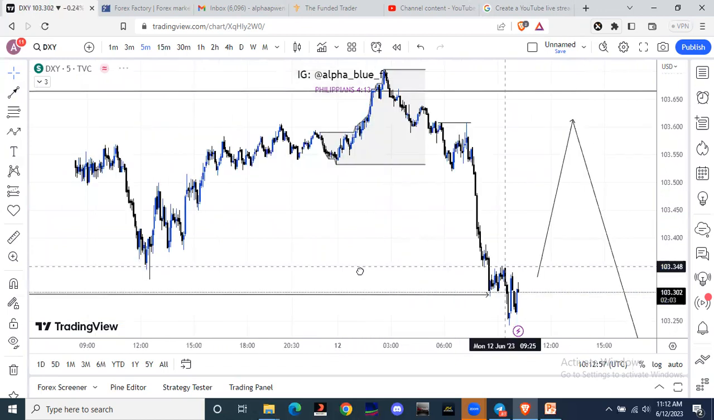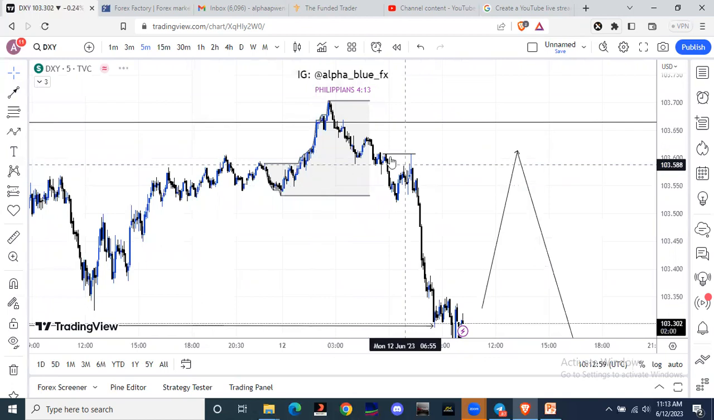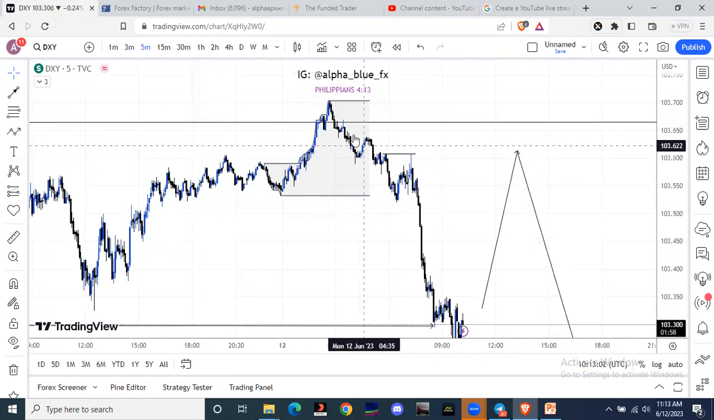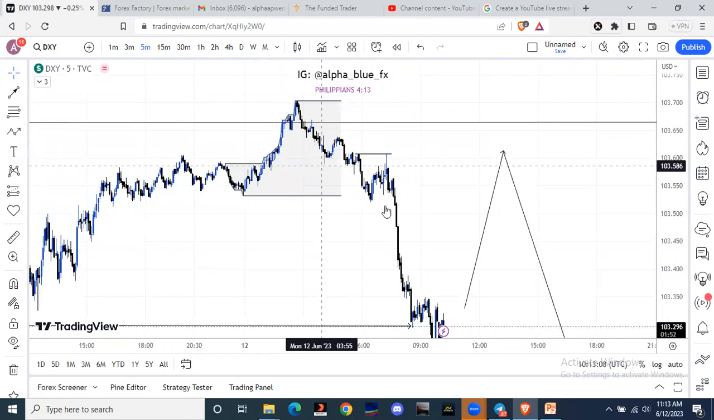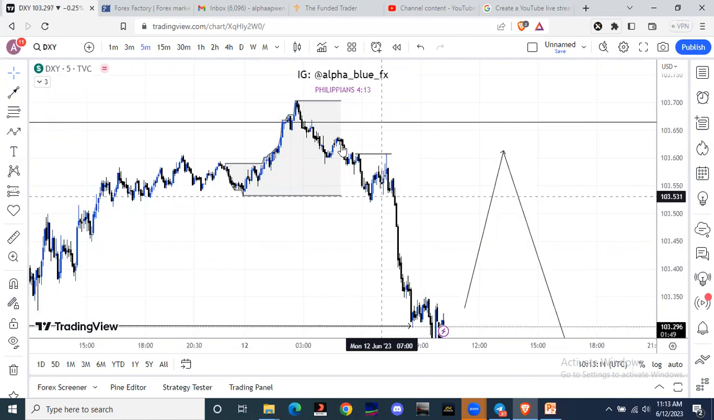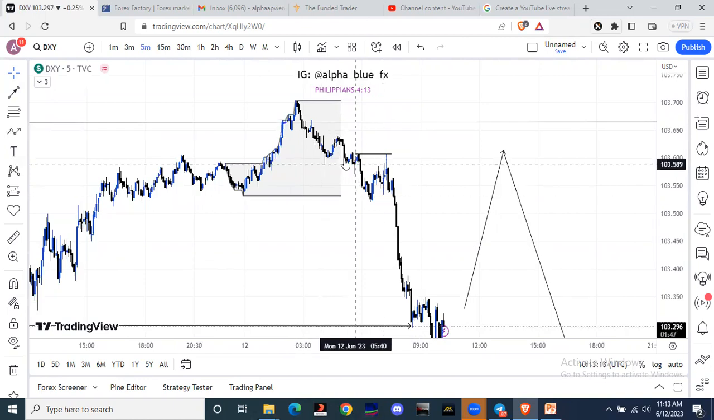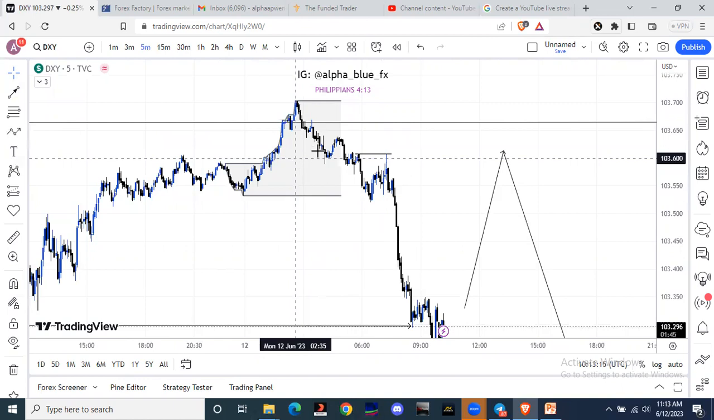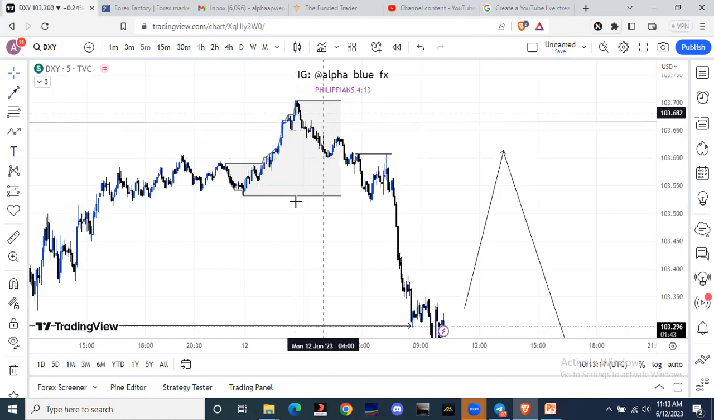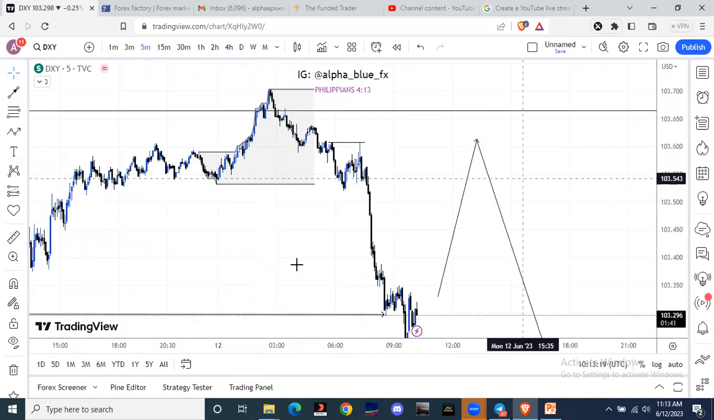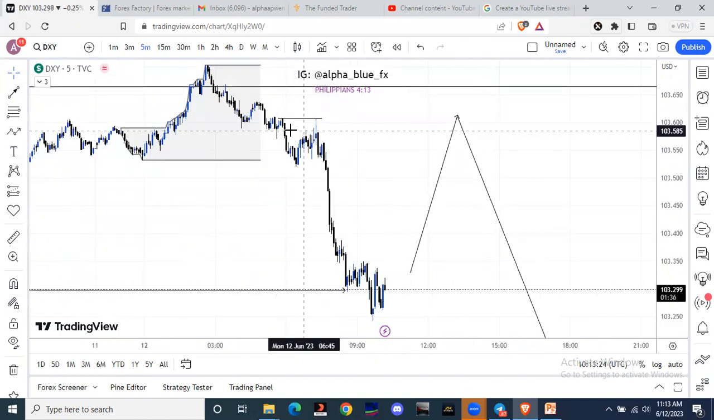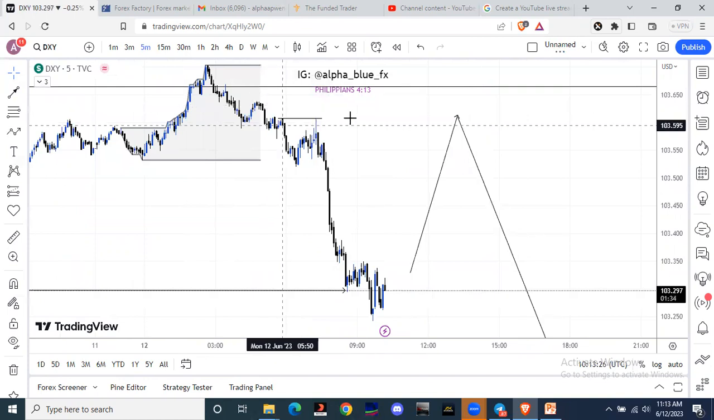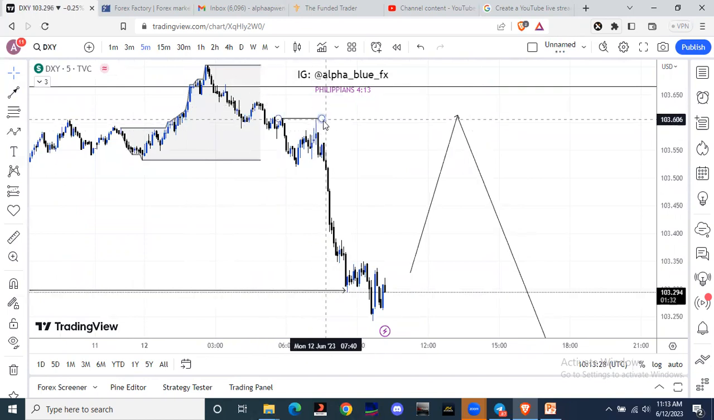Because if you check it out very well, today, DXY did not really take out any internal liquidity within this Asian range. Because most of the time, whenever there's an Asian range like this, price will come down and then go back and clear Asian range liquidity, internal liquidity within the Asian range, or take out the Asian high before it will continue in its direction. So this didn't really take out any Asian range liquidity. It didn't take out any internal liquidity.